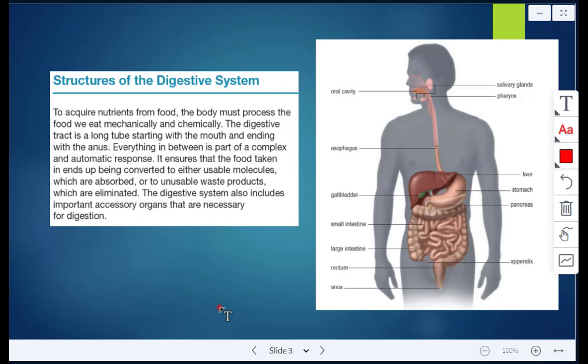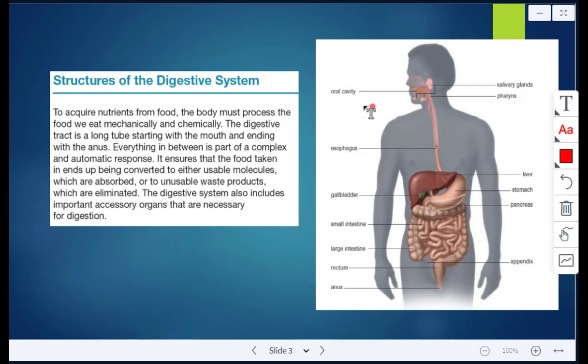There are also important accessory organs that are necessary for digestion. So they're not directly part of the digestive tract, but they are there to help with digestion. All right, so you need to be familiar with this sort of diagram and be able to label this sort of diagram.